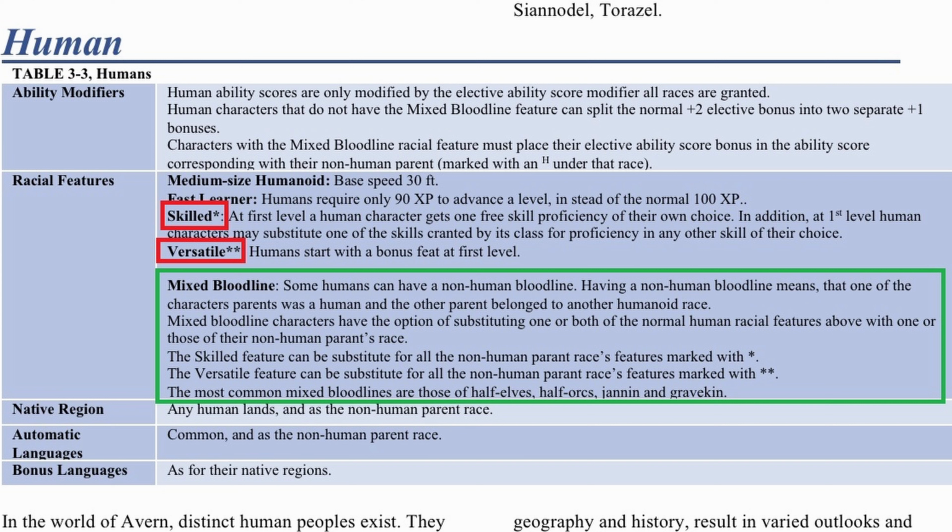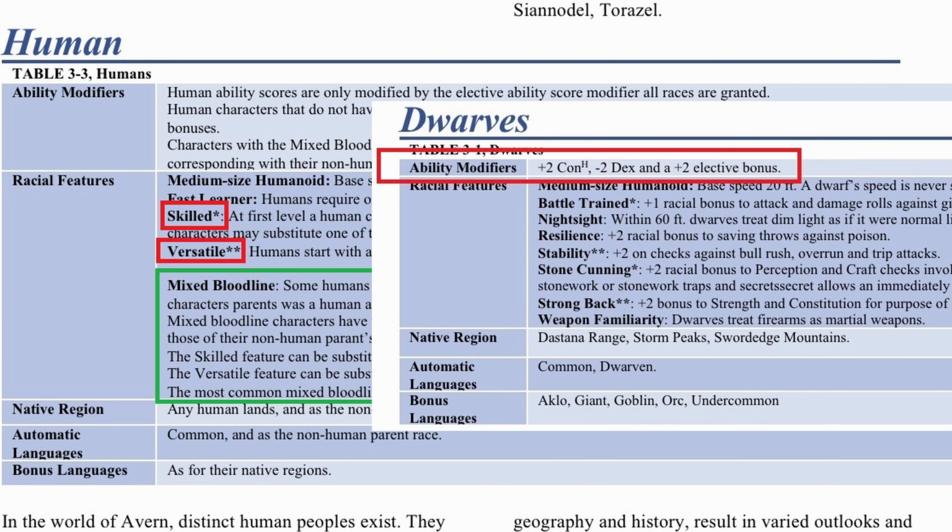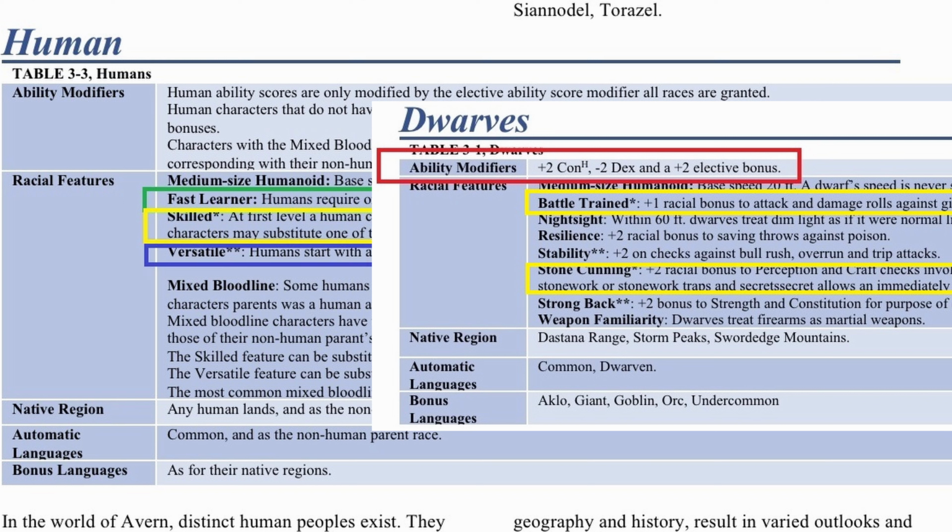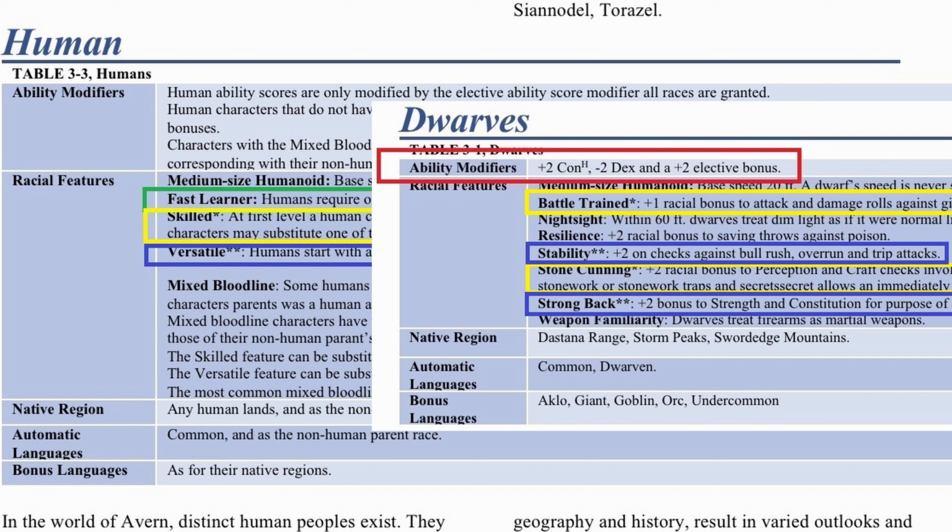their non-human parents' race. As an example, if you're making a half-dwarf human, you would have to place your +2 elective bonus in Constitution, which is marked with an H for the dwarven race. A half-dwarf character would still have the fast learner human feature, but they could change the skilled feature for the dwarf's battle-trained and stone-cutting features, or they could change their versatile feature for the stability or strong back features of the dwarves, or they could choose to trade both skilled and versatile features for the 4 dwarven features of their non-human parent.